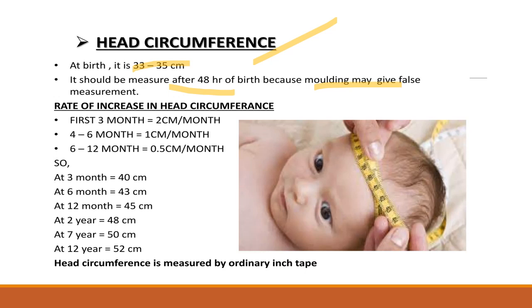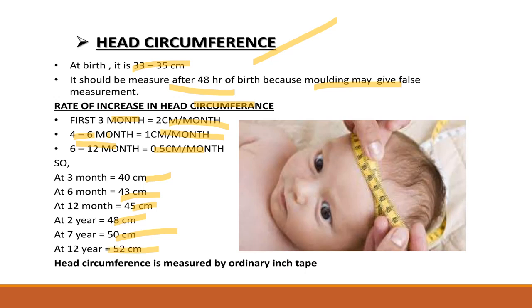The rate of increase of head circumference: in the first 3 months, 2 centimeter per month increase. Next 4 to 6 months, 1 centimeter per month increase, and in 6 to 12 months, 0.5 centimeter per month increase. So at 3 months the circumference will be 40 centimeter, at 6 months 43 centimeter, 12 months 45 centimeter, 2 years 48 centimeter, 7 years 50 centimeter, and 12 years 52 centimeter.